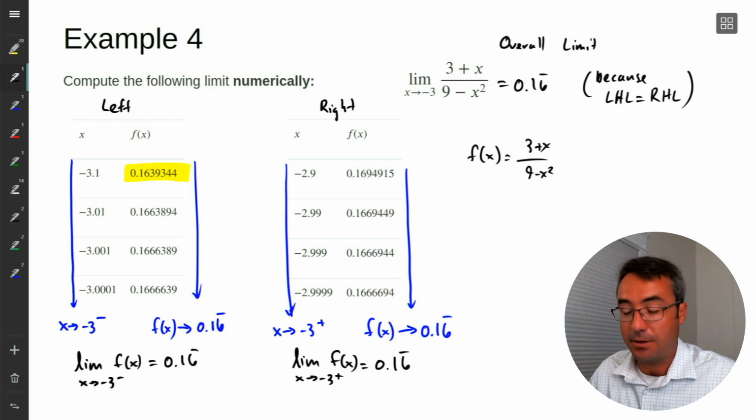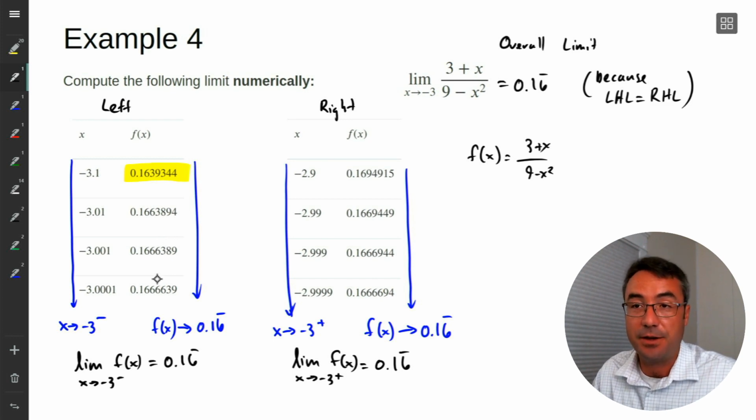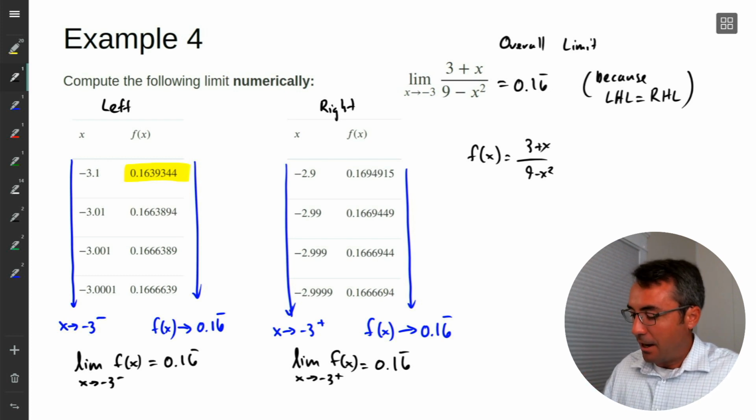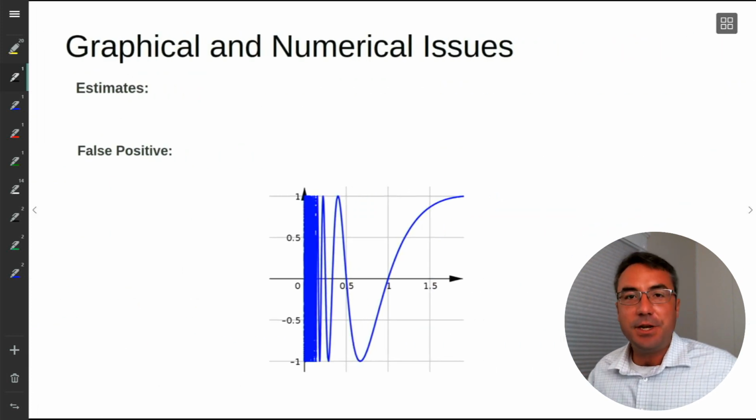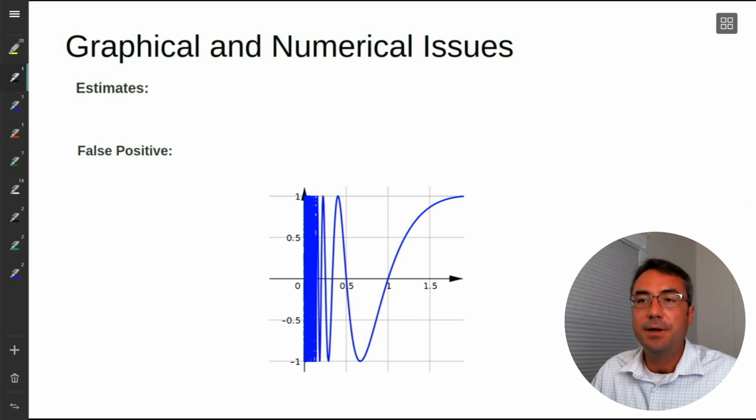All right, so this is how we would calculate a limit numerically. We would identify the x values that are getting closer and closer, and then see what the corresponding function values are doing, and see if we can figure out the pattern there. All right, so this gives us a good introduction to limits and left-hand and right-hand limits, but there are a few issues with graphical and numerical methods.